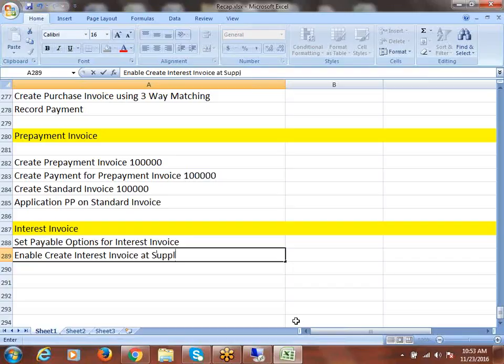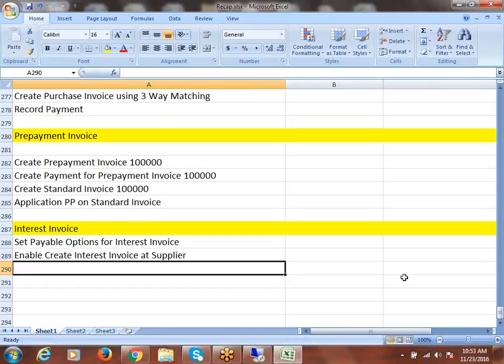We enable it at supplier. What I'm saying, supplier. I'm not saying supplier site. Notice that point also. We'll be enabling this create interest invoice at supplier level, not at site level.